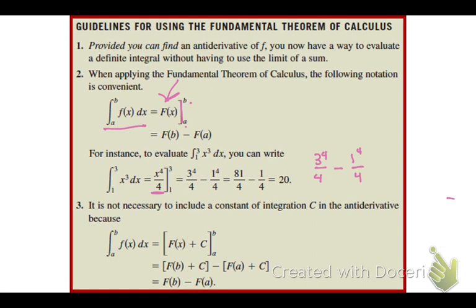So 3 to the fourth is 81. So it'd be 81 over 4 minus 1 over 4. Equals 20. So it would be 80 over 4, which would be 20. Okay? That's how it works.